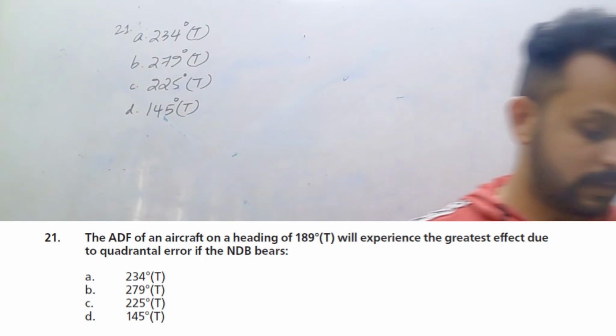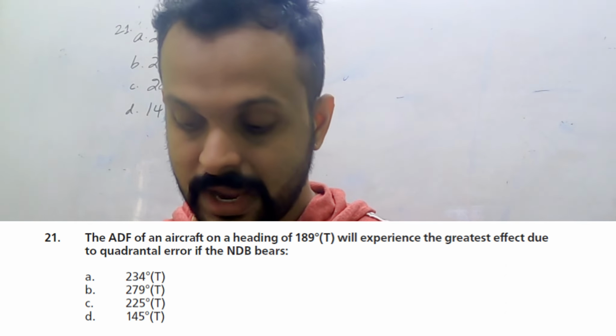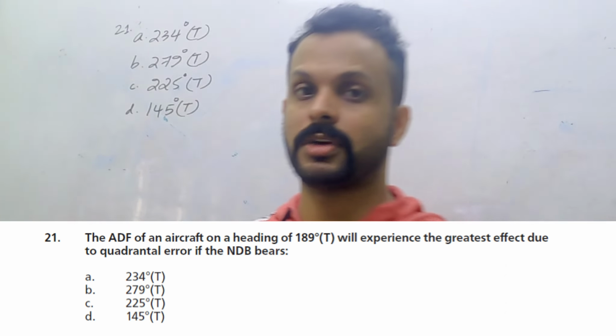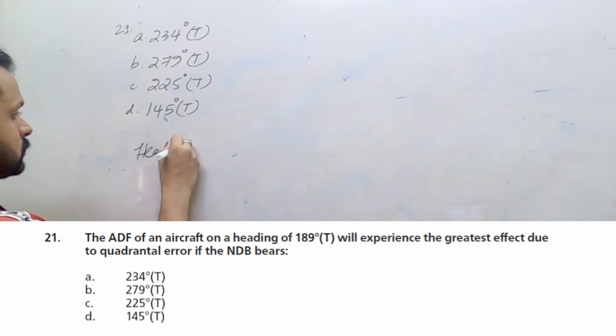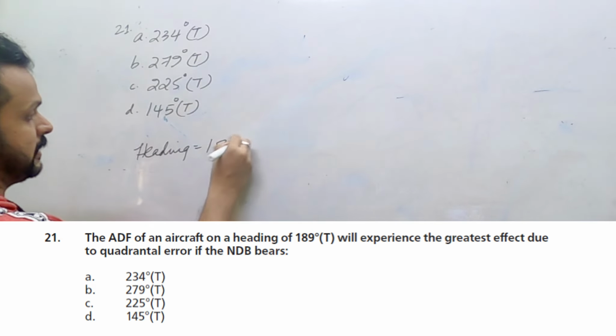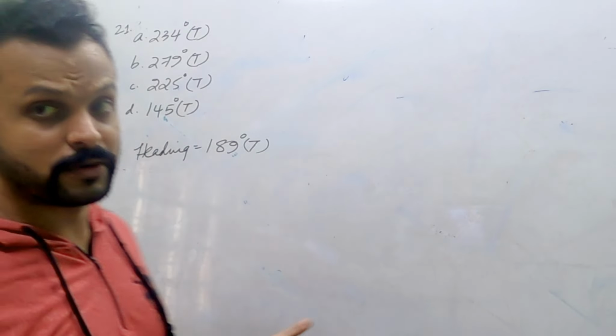The ADF of an aircraft on heading of 189 degrees true will experience the greatest effect due to quadrantal error if the NDB bears. So I'll give you some time. Alright, so here, what is the heading of the aircraft? 189 degrees true. So you're in line with the options, so no variation, no conversions required.